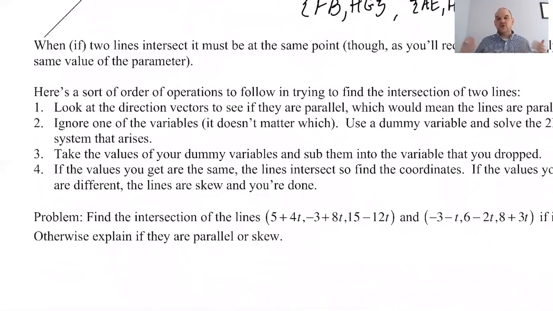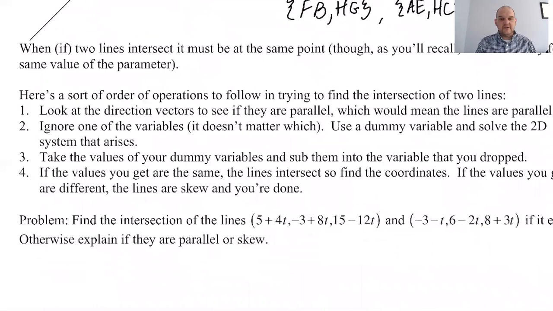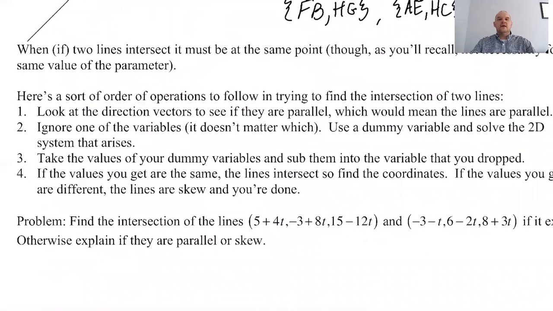So I'm just going to go through the notes here. If the lines are parallel, then their direction vectors will be parallel to each other, which means their direction vectors are scalar multiples of each other. If that doesn't happen, then we have to figure out: are they skew or are they intersecting?